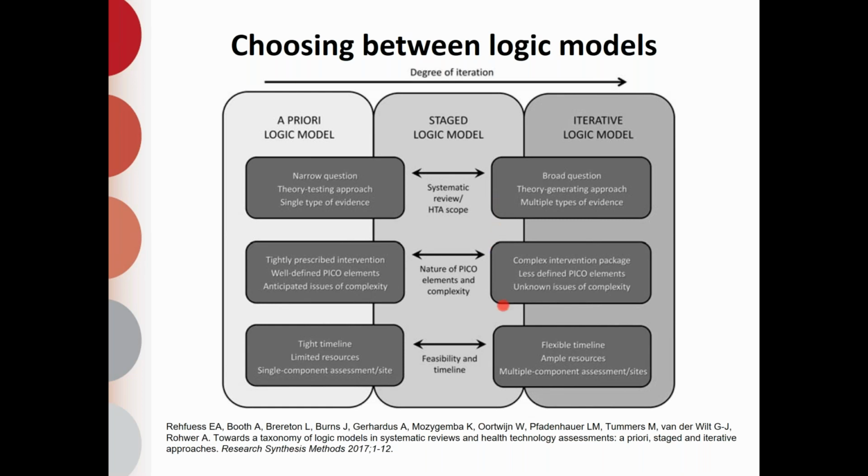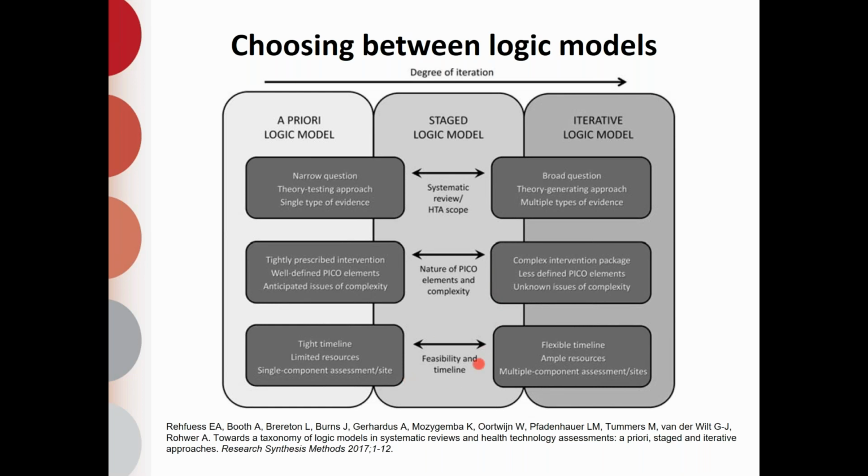In terms of the nature of the PICO elements and the complexity, the a priori logic model might be more suitable for a tightly prescribed intervention where the PICO elements are well defined, and where you can anticipate the issues of complexity. So you have an idea of where the complexity lies, in comparison to the iterative logic model, where the intervention is a complex intervention package. The PICO elements might be less defined and you're not really sure where the issues of complexity lie. So you need to build on what you have in the beginning.